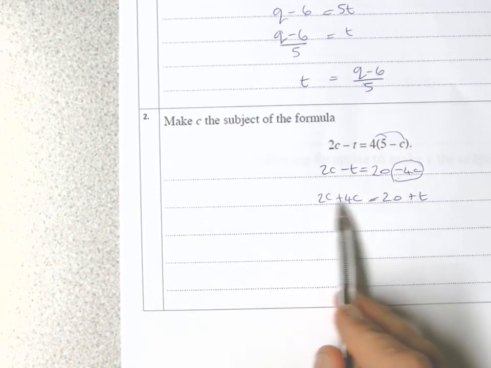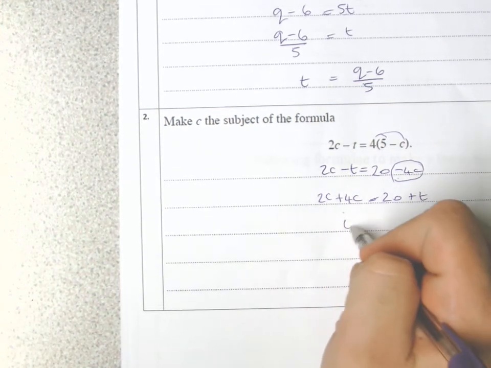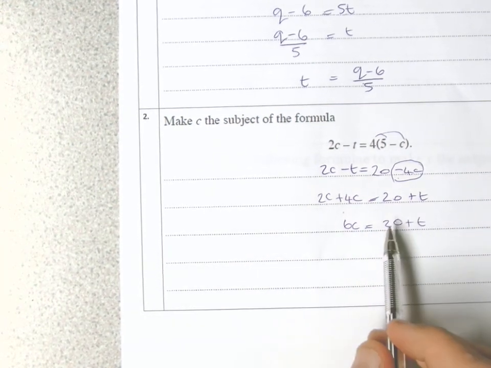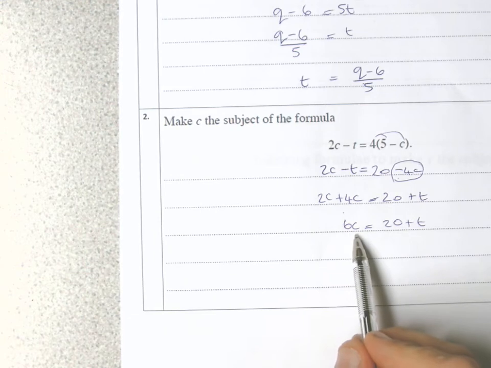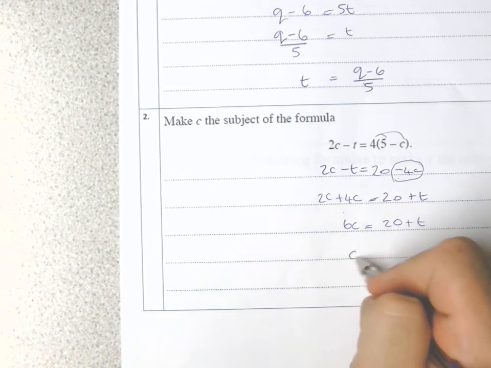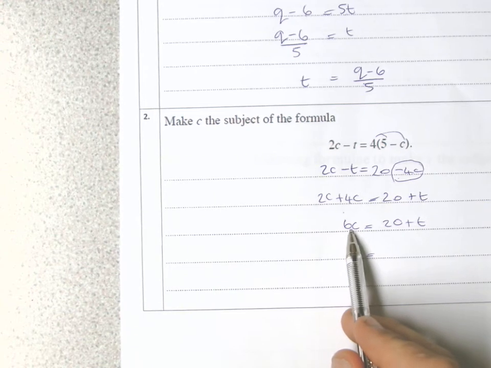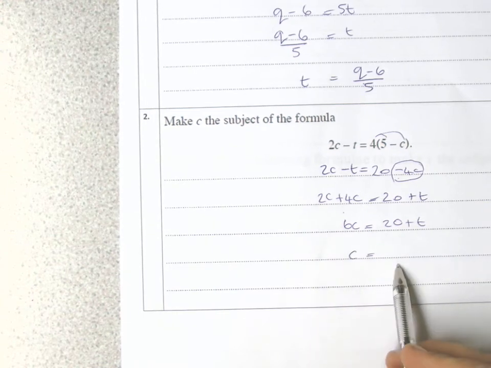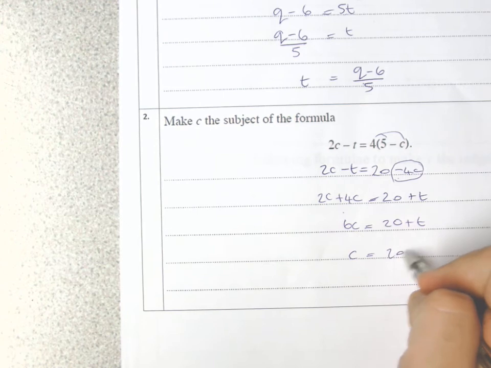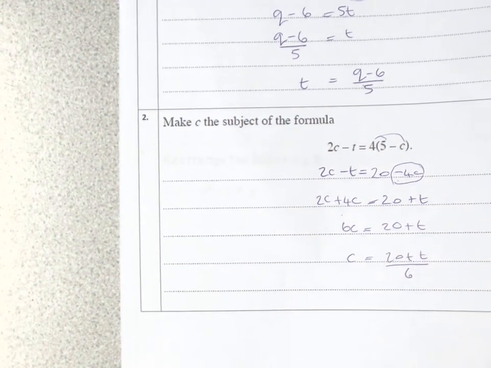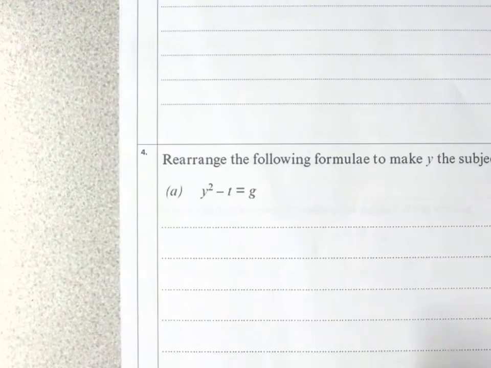What's good about this is that it simplifies. That becomes 6c. And then, just like the last one, we've got 6c. So to get c on its own, we do just like we did last time. We're timesing here, so we take the 6 over and divide. There's our answer. We've made c the subject of the formula.